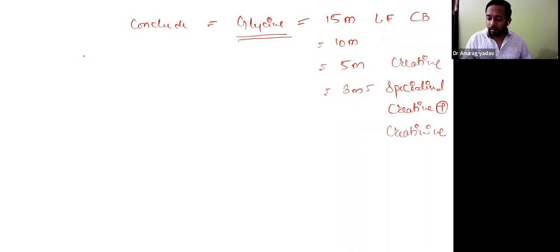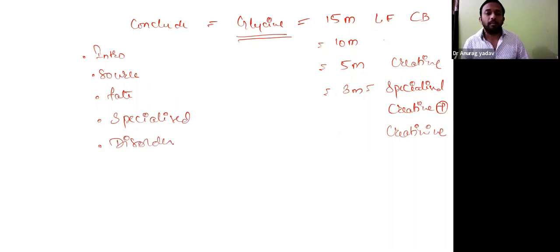Whenever you are reading, you should always read some introduction of glycine. What are the sources? What is the fate? What are the specialized compounds synthesized? And what are the disorders related to glycine?